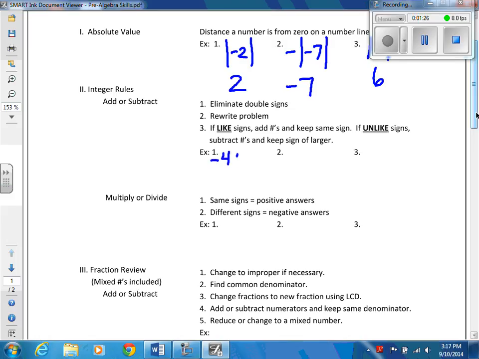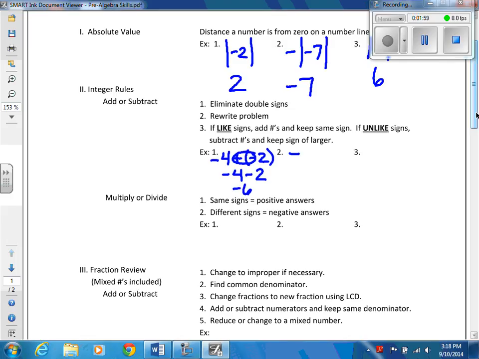If we have -4 plus parentheses -2, double signs are when you have a sign with two signs with no number between them. So you'll see sign, number, sign, sign, number. This plus and this minus are double signs. So I'm going to rewrite it to say -4 minus 2. Now I have to look at my numbers and decide, are they like signs or unlike signs? This is -4 and the number -2. So both numbers are considered negative numbers. That means I'm going to add the numbers. 4 plus 2 makes 6. Because both numbers are negative, my answer will be negative. So the answer is -6.